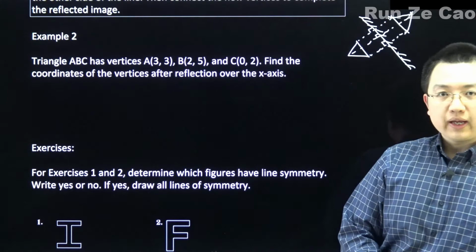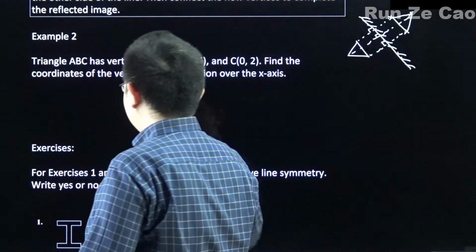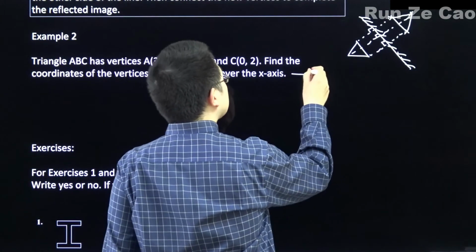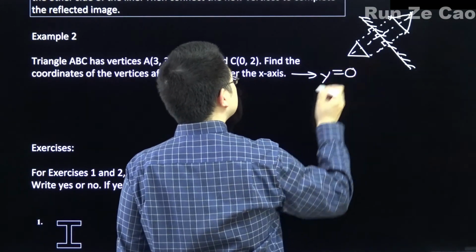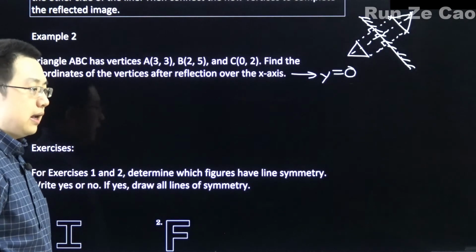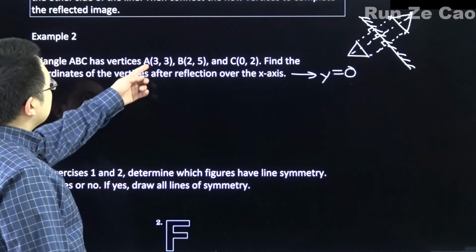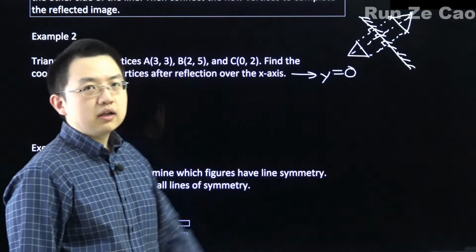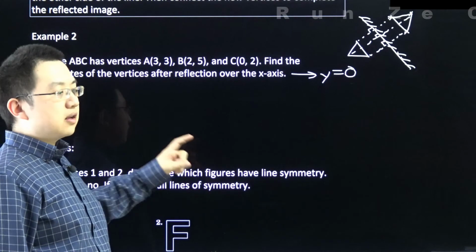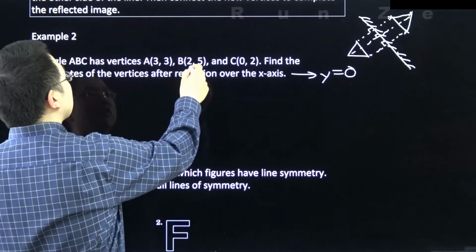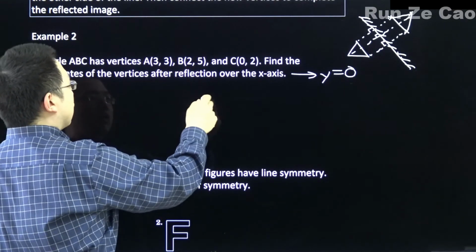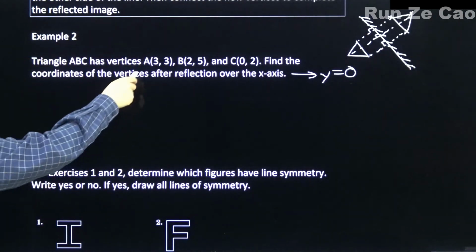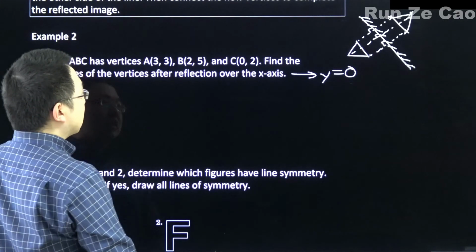However, if you're doing a reflection over, say, the x-axis, what is the x-axis? The x-axis means it's where y equals 0. Okay, so if you go from 3 to 0, that's a distance of 3 grids, and then another 3 grids to the other side gives you just -3. So you just flip the signs of the y-coordinate if you're reflecting over the x-axis. If you're reflecting over the y-axis, you flip the signs of the x-coordinate.